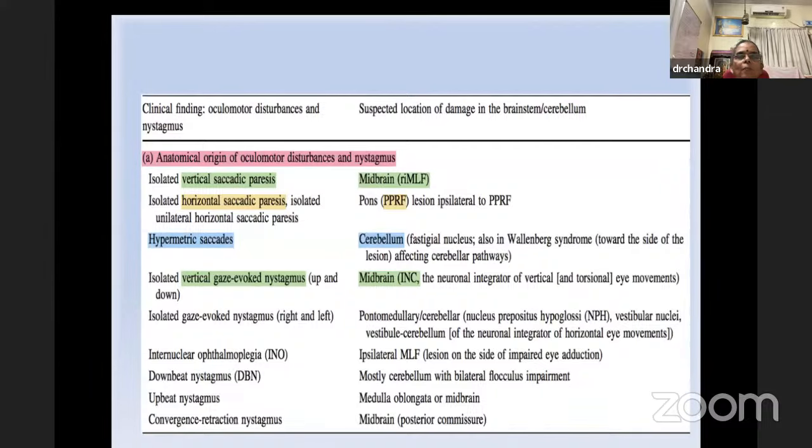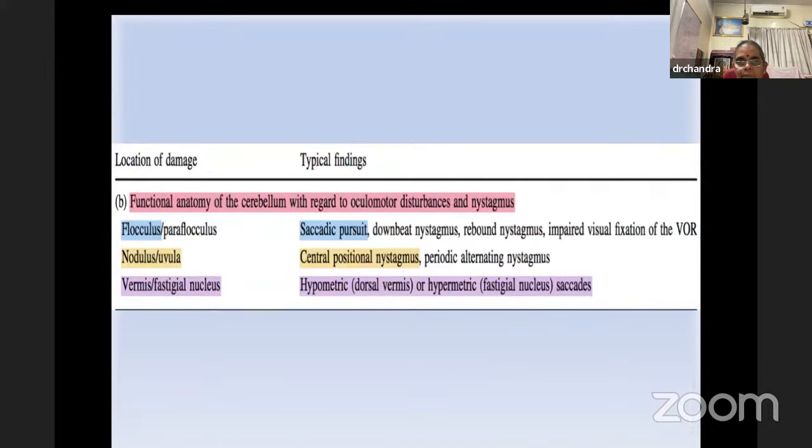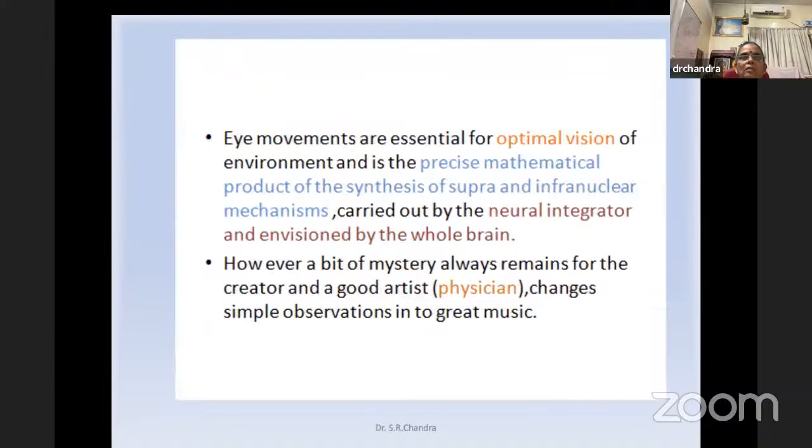So these are the various oculomotor disturbances. You can have isolated vertical saccadic paralysis. This is again a summary of what I have told for the various brainstem locations. This is put in a gist in this PPT taken from the journal. Same only, this is a summary of what I have just dealt with in the various locations in the brainstem.